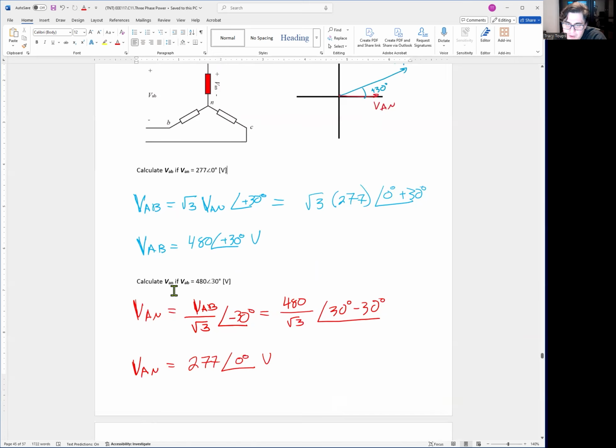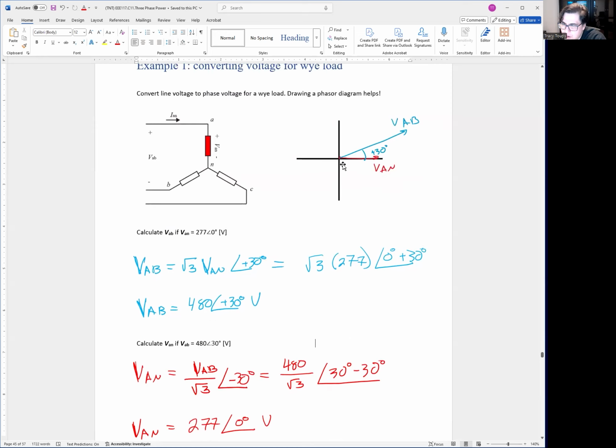Okay. Now we could go backwards. Let's say VAB is 480, positive 30 degrees. Let's back-crunch VAN. So VAN is always equal to VAB, which is line-to-line, divided by square root 3, subtract 30 degrees. So 480 divided by root 3 is 277, and the negative 30 degrees has a positive 30 degrees added into it, so they cancel out to 0 degrees, which is our original voltage.